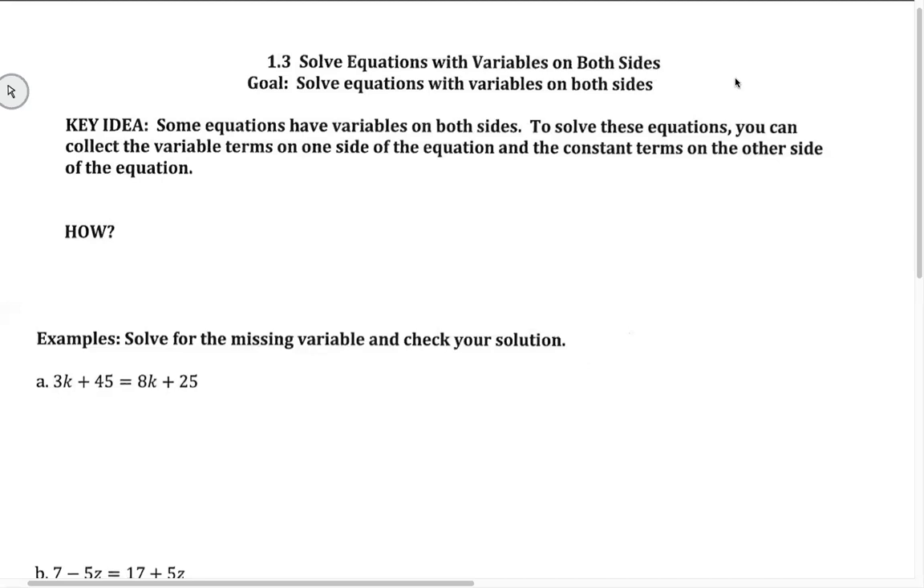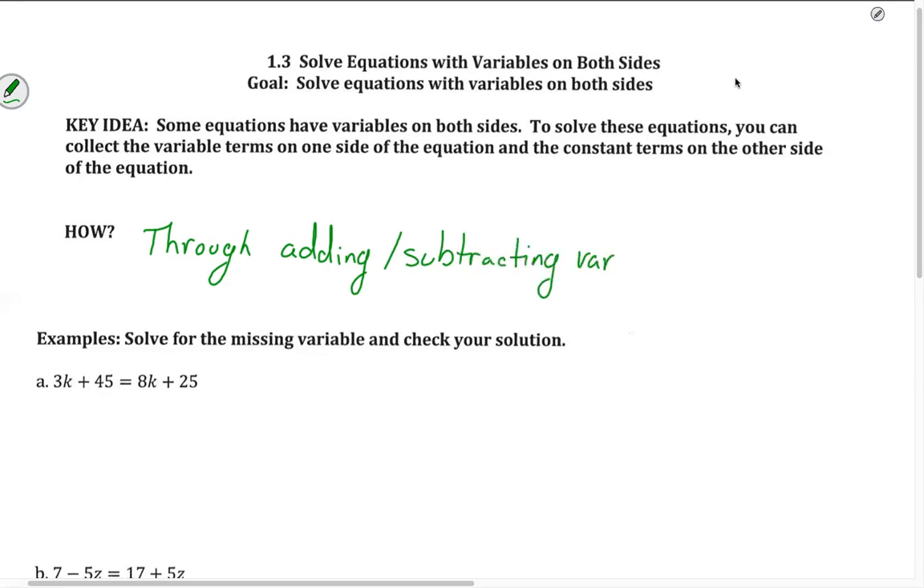Okay, so some equations have variables on both sides. To solve these equations, you can collect the variable terms on one side of the equation and constant terms on the other. So how do we do this? Well, we do it through adding or subtracting variables. And you'll see what I mean by that.